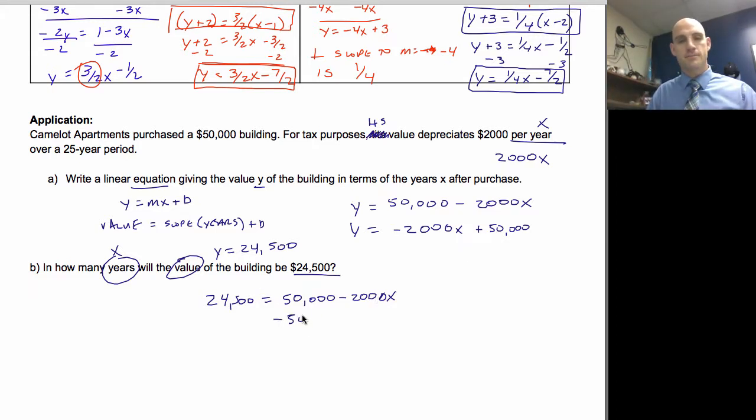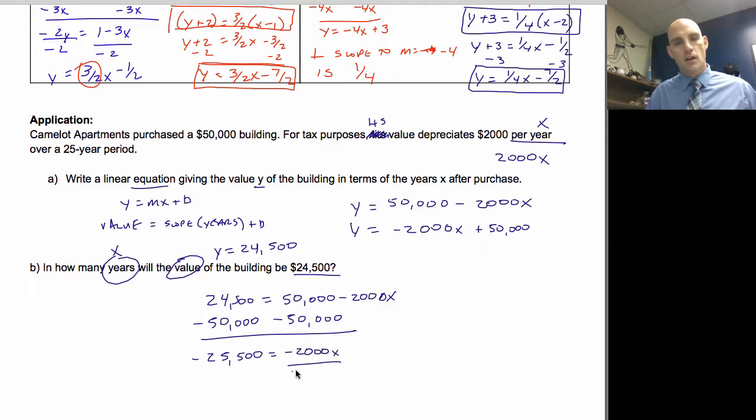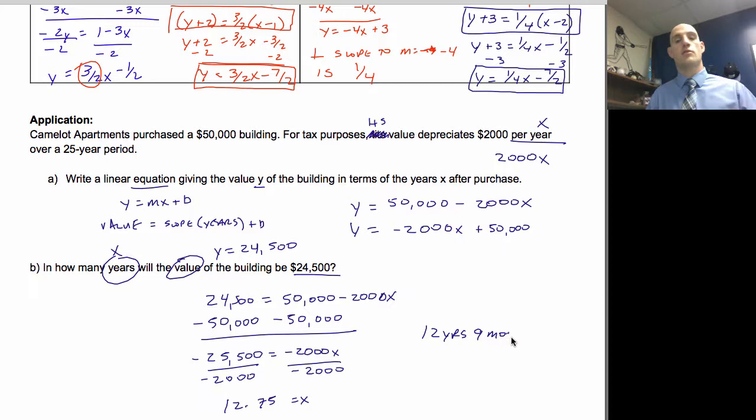So if I solve this, minus 50,000, as they say in the real estate market, minus 50K. So I got minus 25,500 = -2,000x. I'll divide by negative 2,000 here. So I get 12.75 = x, which is 12 3/4 years. So 12 years, 9 months. Okay, so 12 3/4 years, 12 years, 9 months until it gets there.